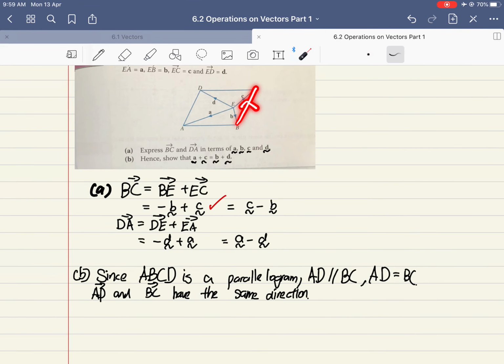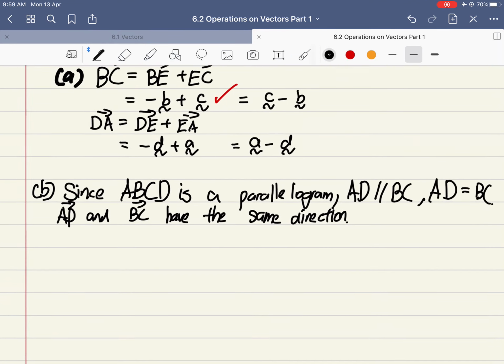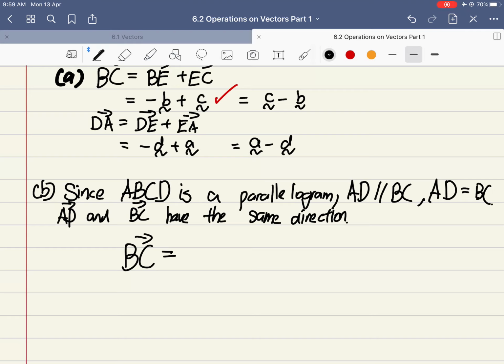So I can say this, vector BC is equal to vector AD. Do you agree? Because they have the same magnitude and they are in the same direction. So I will write it down as vector BC is equal to vector AD. Okay, but what we actually found just now wasn't AD, it was actually the vector DA.